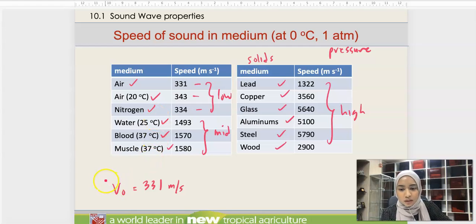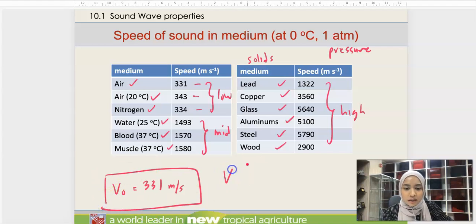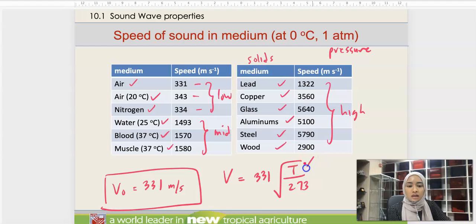So the thing that you have to remember is the equation, V naught is 331, and to find out the speed of sound at various temperatures, this is for air only: V equals 331 times the square root of T over 273. T must be in Kelvin. That is your first equation.